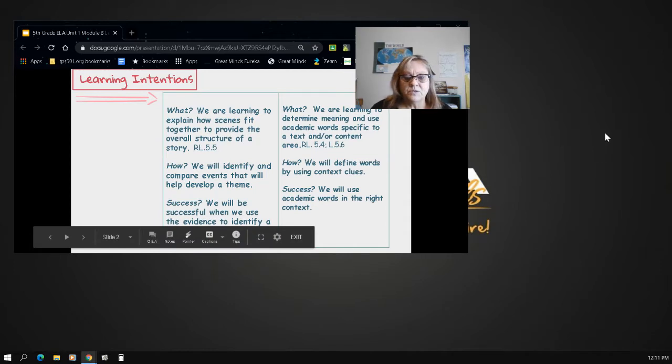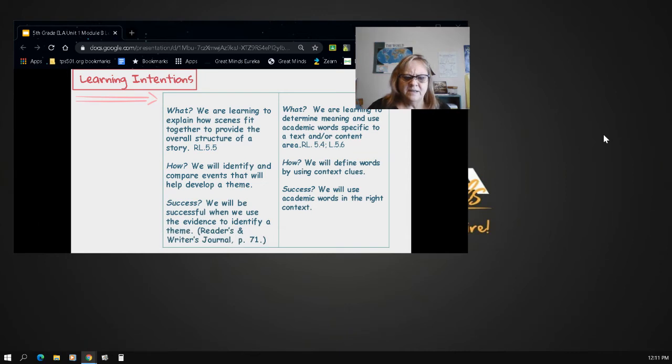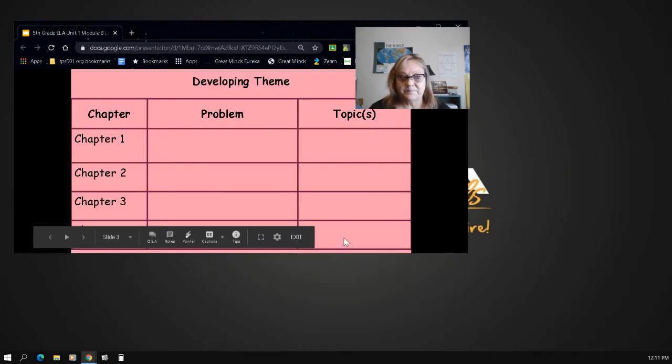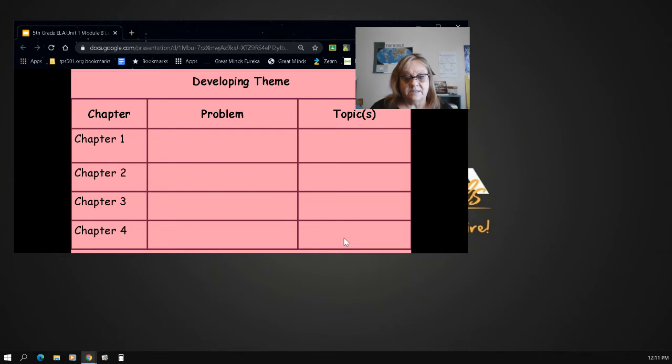By doing this, we're going to increase our understanding of the overall structure of our story and how the author would like for the reader to connect. This is a chart we will complete after we read the text today. It should help us identify a recurring theme. You will then be asked to answer questions from the Readers and Writers Journal, page 71 on Ready Gen. These questions will also help you determine a theme.